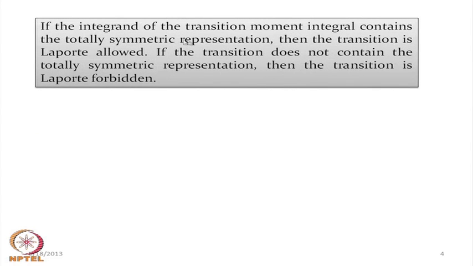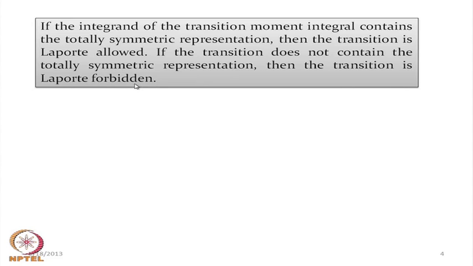So, if the integrand of the transition moment integral, which we find from one level to the other, contains the totally symmetric representation, which is related to the symmetry from one level to the other, then the transition is Laporte allowed. Then only this particular transition will be allowed, and we get the right or maximum intensity for that transition. And if the transition does not contain the totally symmetric representation, then the transition is Laporte forbidden.